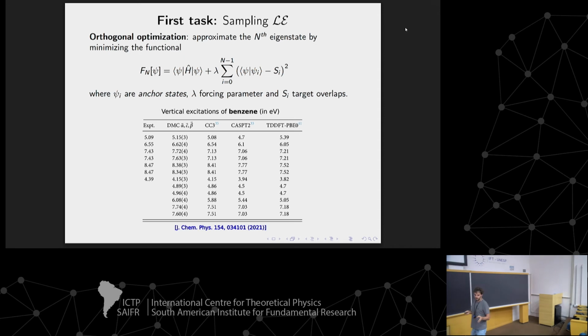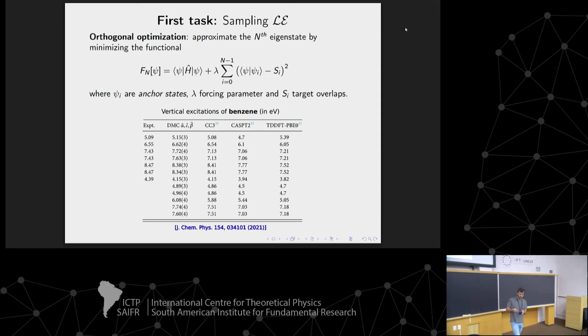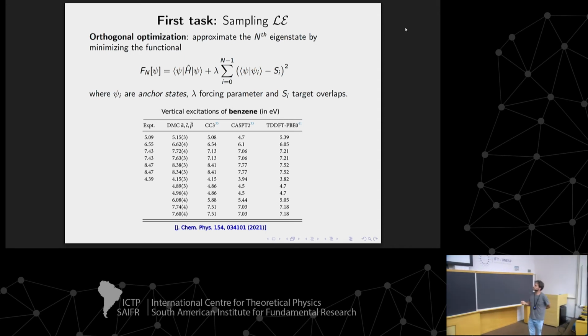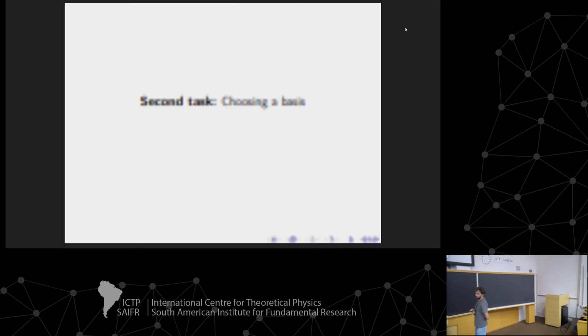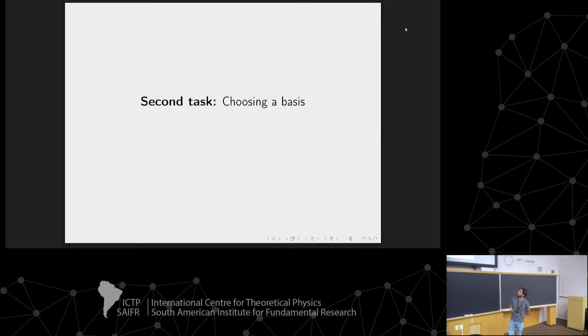We have tried this in a small system, benzene. Here we show some results for the excitation energies of benzene. Here are the experimental energies. Here are the energies that we got. Most of them are within tens to hundreds of milli-eV of distance for benzene. So the results are encouraging using this method. Right, let me accelerate a little bit.